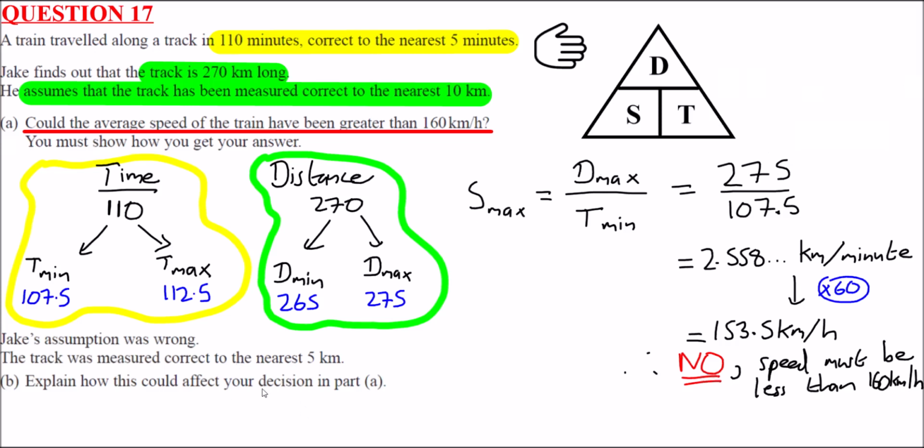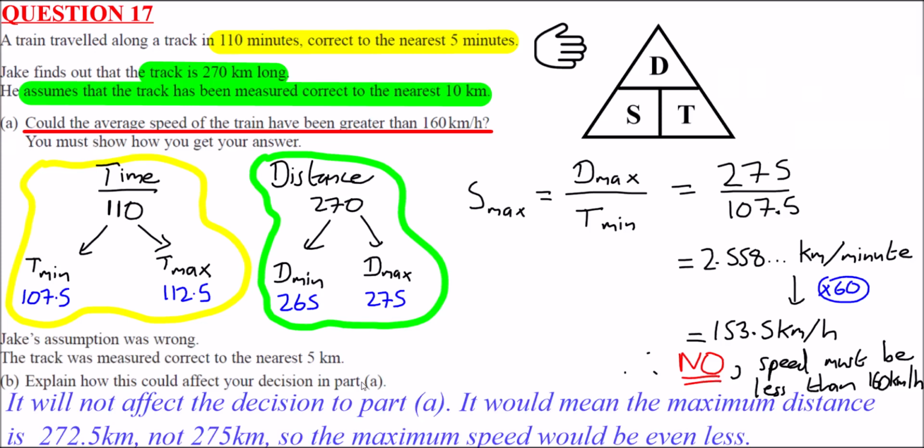So a bit of an awkwardly worded question just for 1 mark really, part B. But ultimately for part B, we need to say something like this. It won't affect our decision to part A. All it would mean is the maximum distance is 272.5, not 275. So therefore the maximum speed will be even less than what we worked out for part A. And that's all we need to put for question 17.